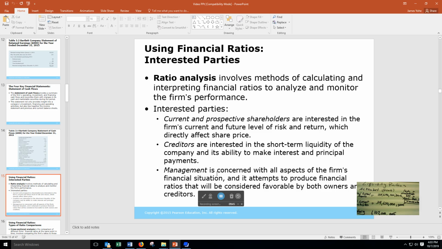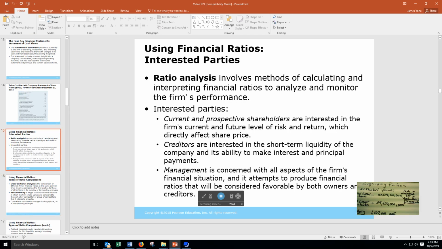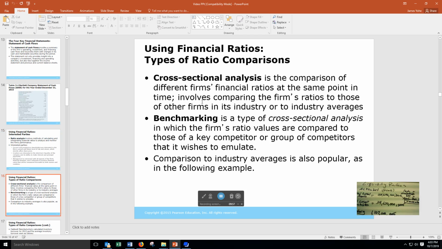Management is also concerned with all aspects of the firm's financial system. We're going to look at activity ratios and some other things that management is always interested in. There's cross-sectional analysis and benchmarking. Cross-sectional analysis is a comparison of different firms' financial ratios at the same point in time. It involves comparing the firm's ratios to those of other firms in its industry or to industry averages. They do that in the Bartlett example, and the example that you're going to be using when we do the case study in class for Chapter 3.